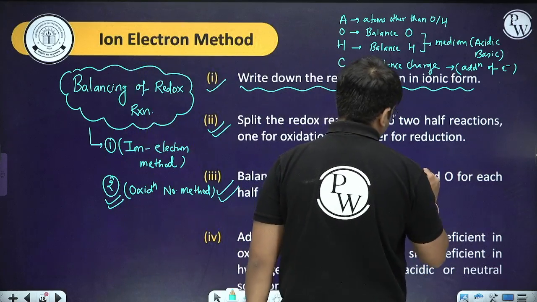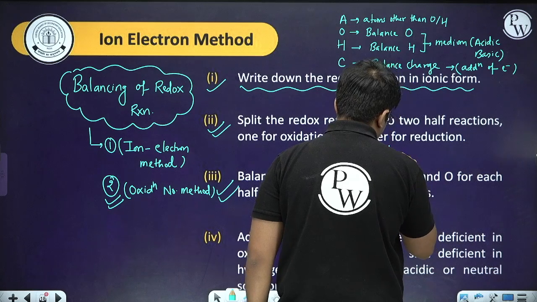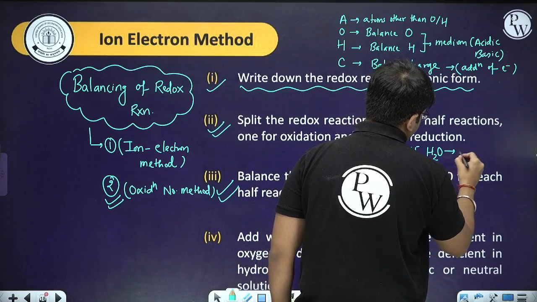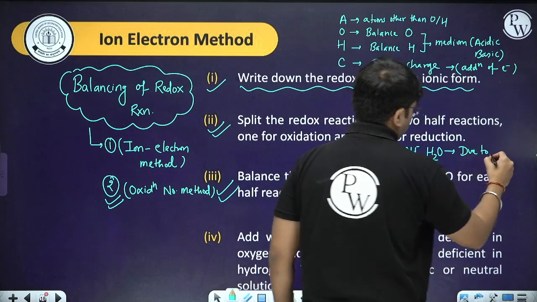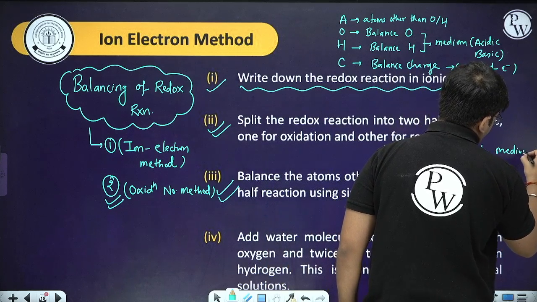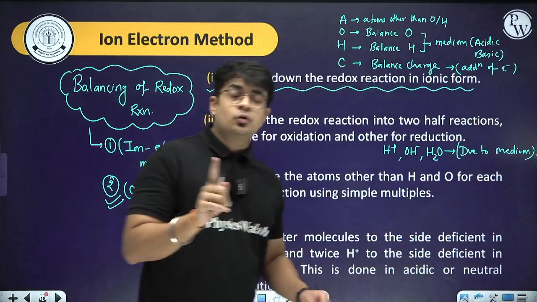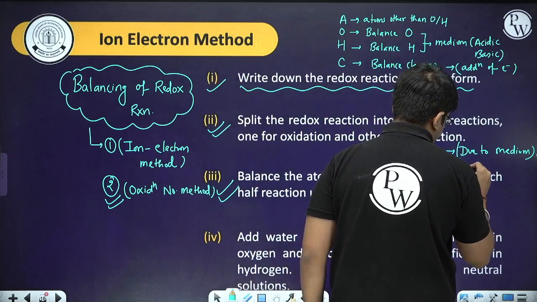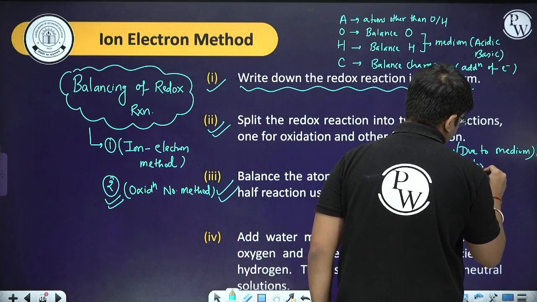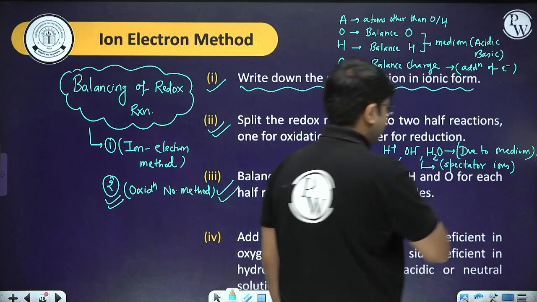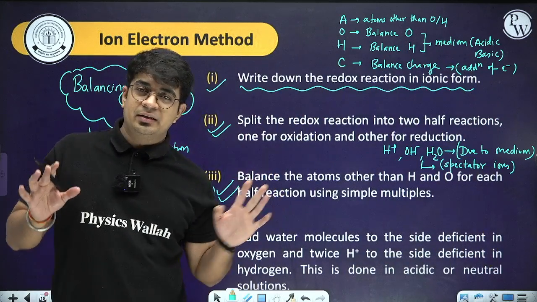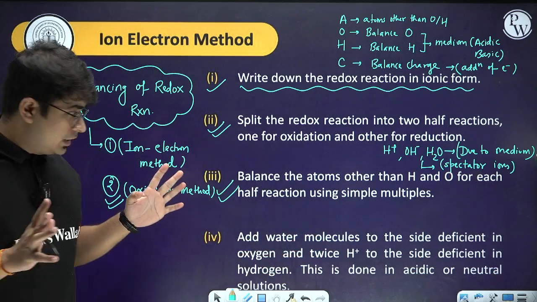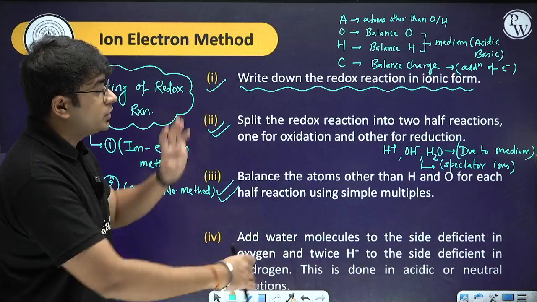So either you have H positive, or you have OH negative, or you have H2O, which are basically due to the presence of a particular medium. These are not going to hamper any redox reaction, and these ions are actually known as spectator ions. They are going to simply look at what is happening in the reaction. They are going to provide required things, but they are not going to hamper anything in the oxidation or reduction process. So these are known as spectator ions.